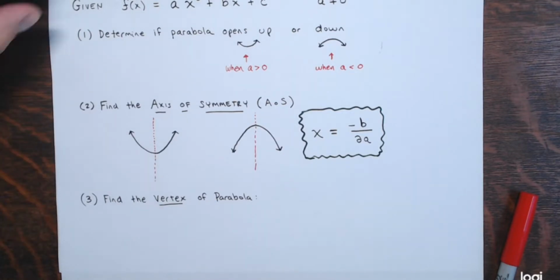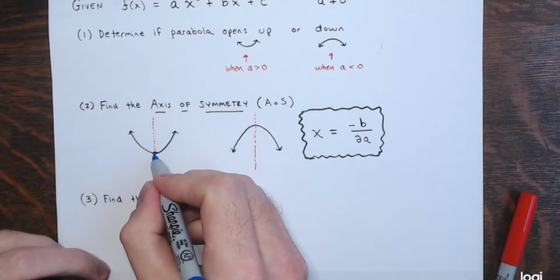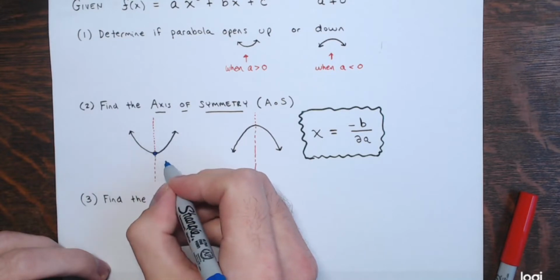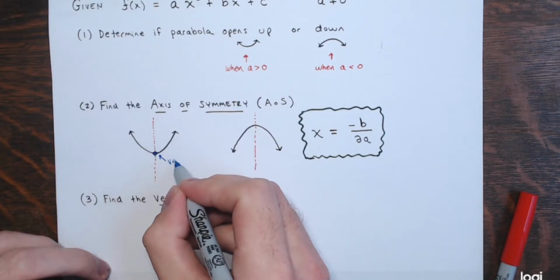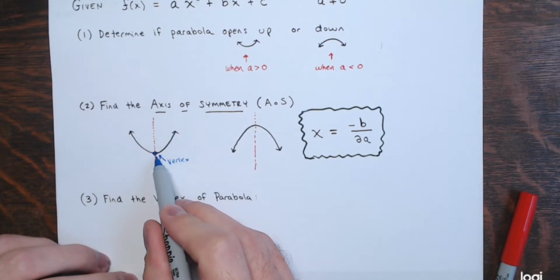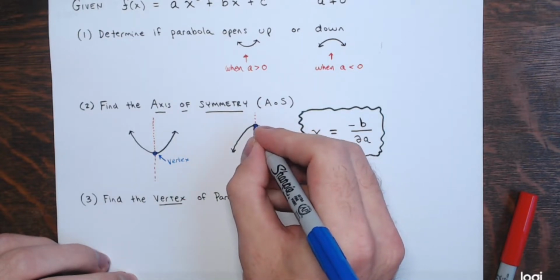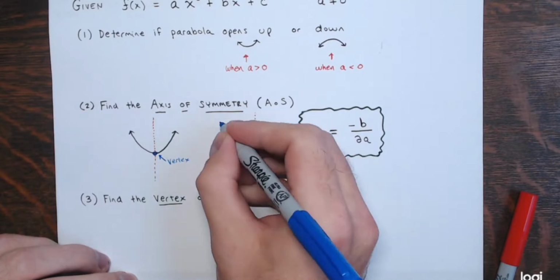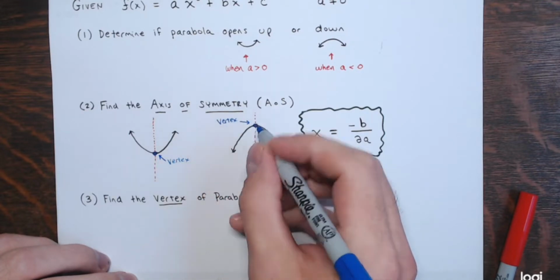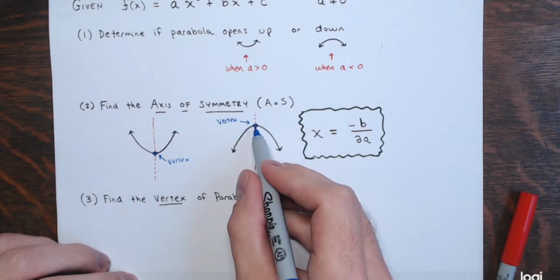Now the vertex is either the lowest or highest point of the parabola, depending on which way it's opening. It's also the point of the parabola that's on the axis of symmetry, right? So this would be the vertex if it were opening up. And you see when it's opening up, the vertex is the lowest point. And this would be the vertex if it were opening down. And hopefully you can see that when the parabola opens down, the vertex is the highest point on the graph.